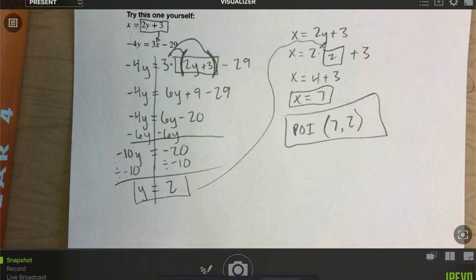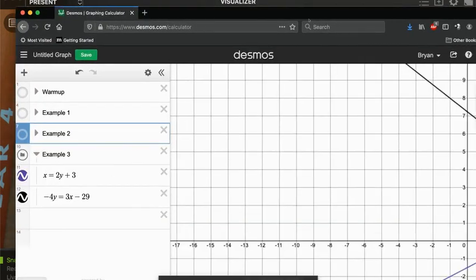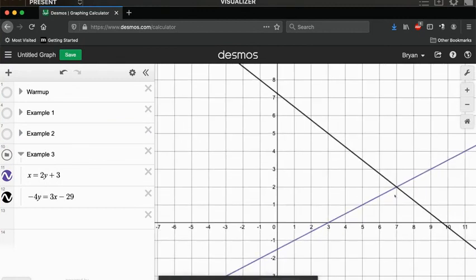And one last verification. Let's check the graph. Let's make sure I'm right. Sure enough, 7, 2. And there you have it. So once again, please let me know if you have questions.